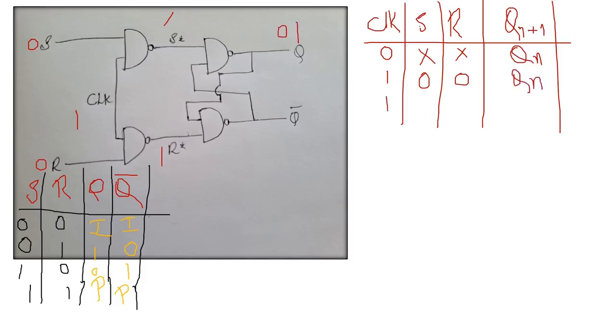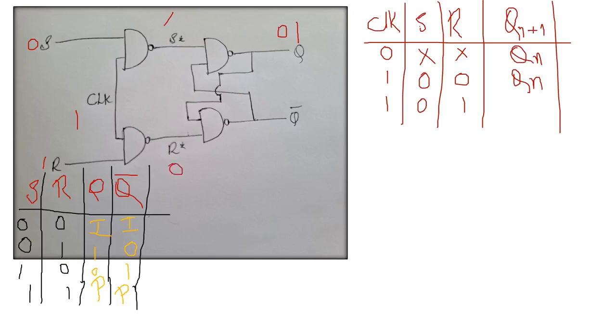Then when clock value is 1, S value is 0 and R value is 1, likewise when clock value is 1, S value 0 and R value 1. So when S value is 0, clock value 1, S star will be 1. Whereas when both the inputs are 1, then from the NAND truth table, we'll be getting the output as 0.